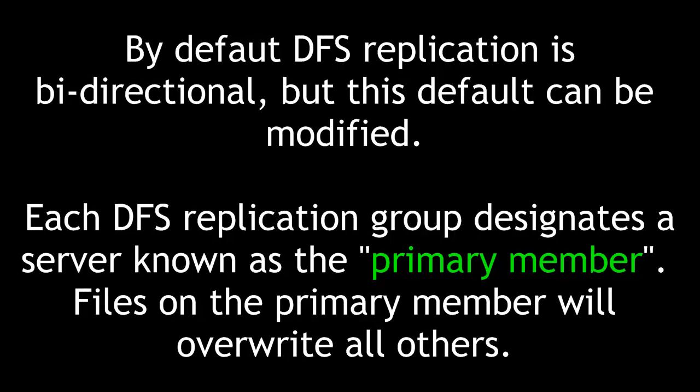By default, DFS replication is bidirectional, but this default can be modified. Each DFS replication group designates a server known as the primary member. Files on the primary member will overwrite all others in the replication process.